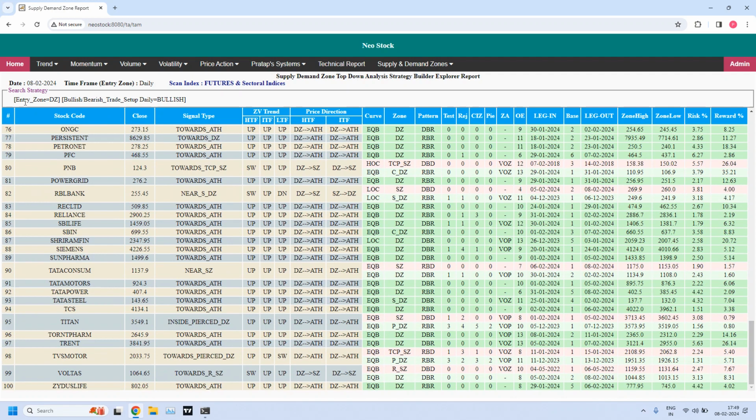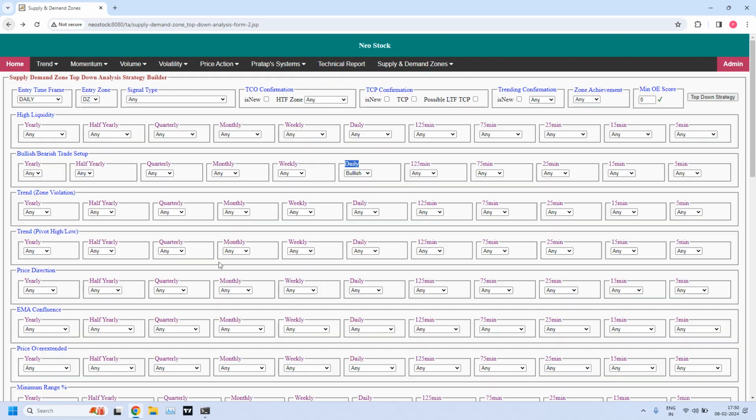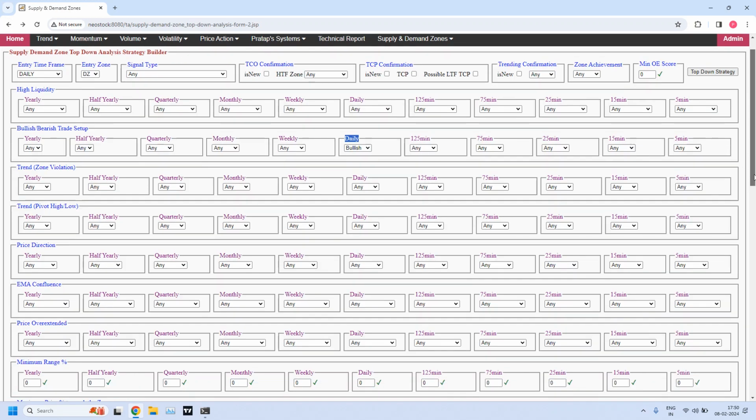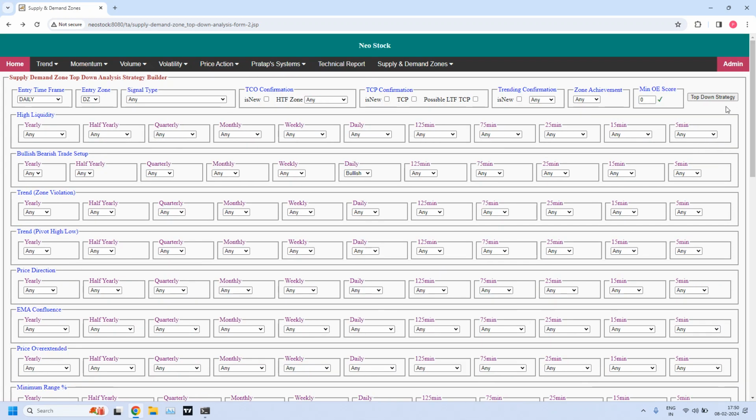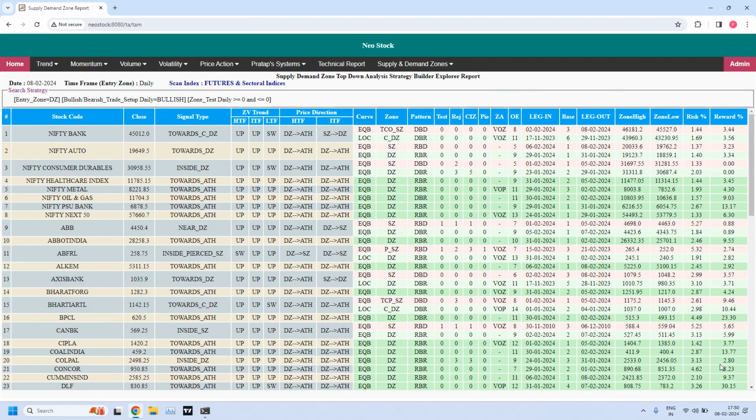The first parameter I am going to add, let me look for only fresh demand zones. For that, in the strategy builder, I am selecting the parameter test count, the last parameter here. In that and daily time frame, I am setting the value as 0. Minimum value 0 and maximum value 0, and let me filter. Now the list has come down. Now it has generated all the demand zones having the test count here in this column, test. Now the test count is showing 0 for all the demand zones.